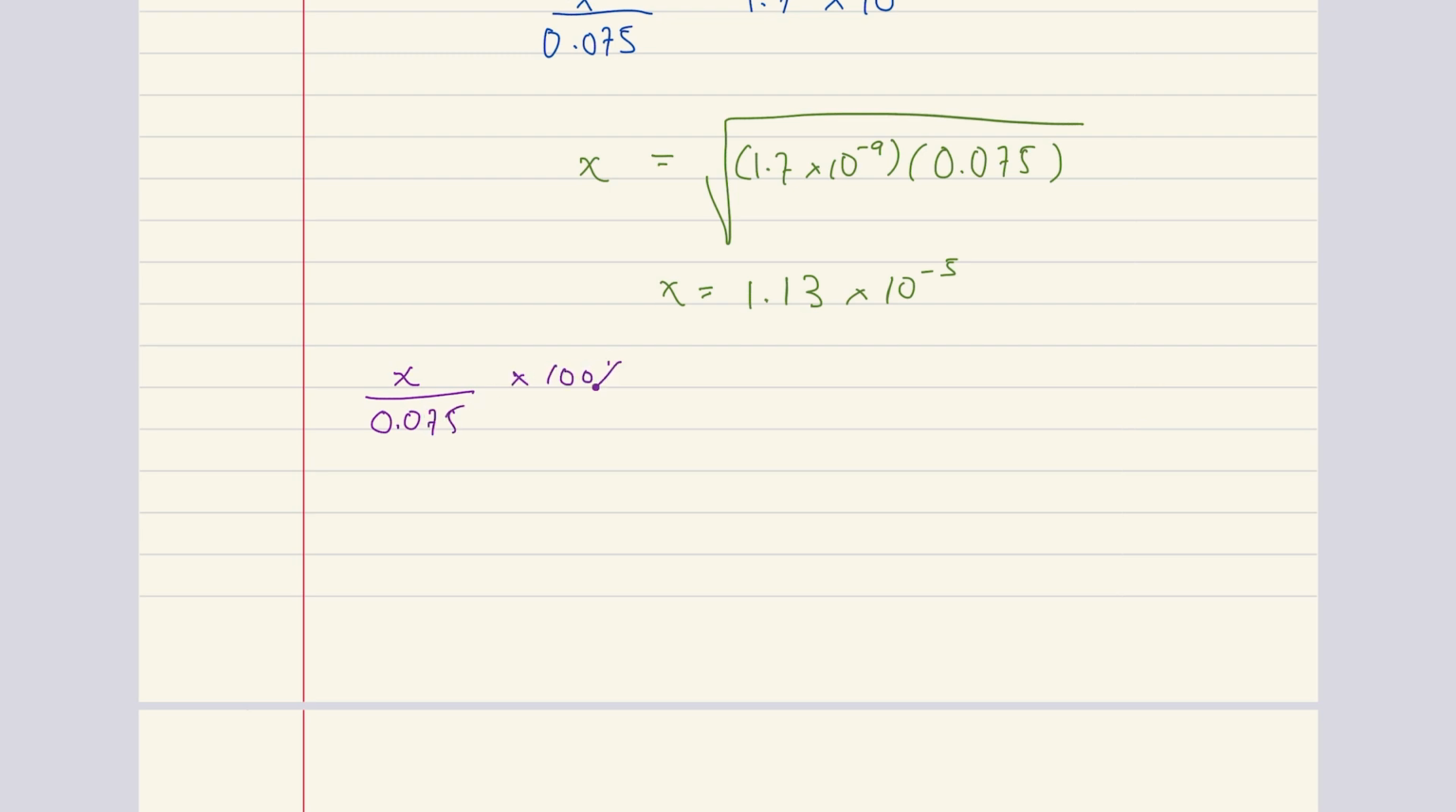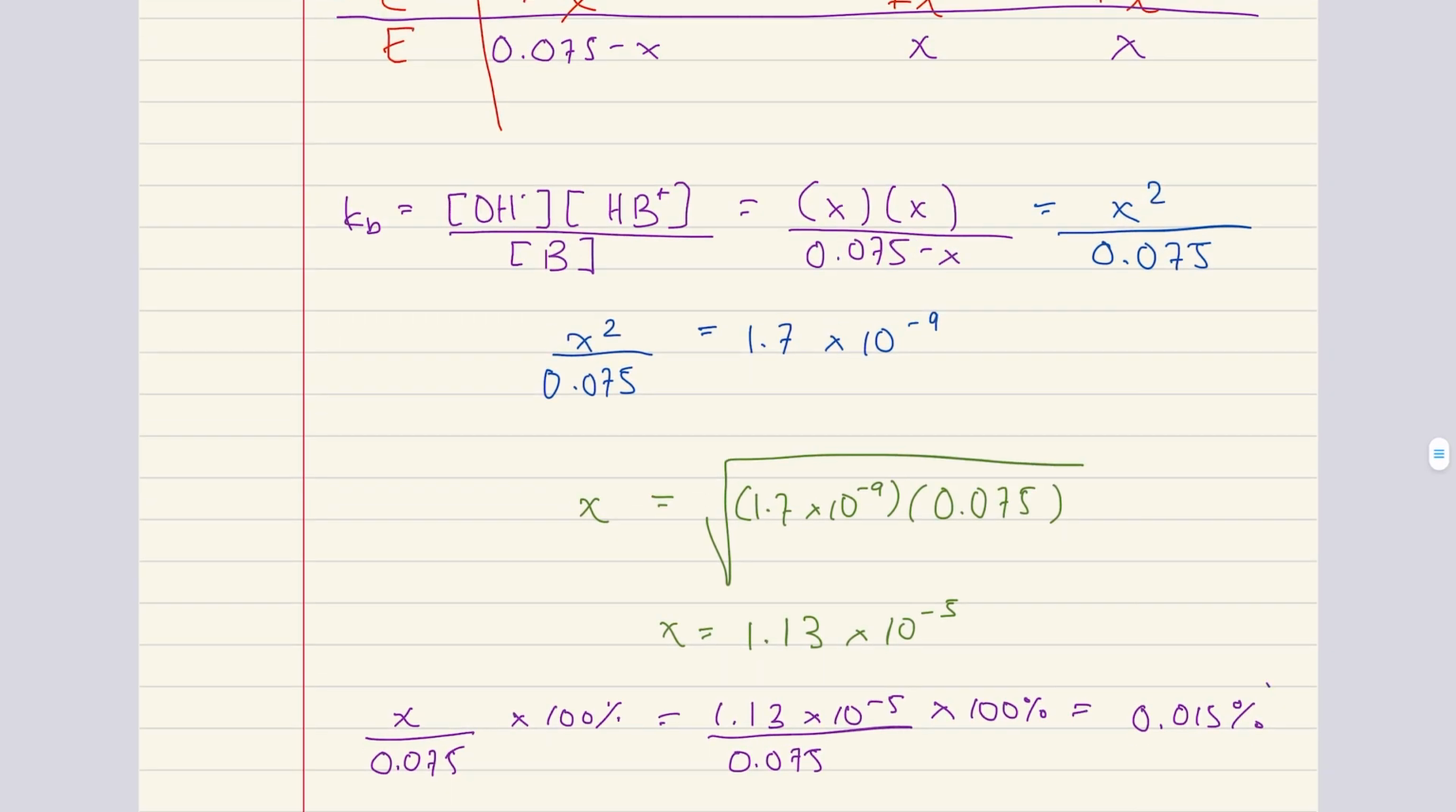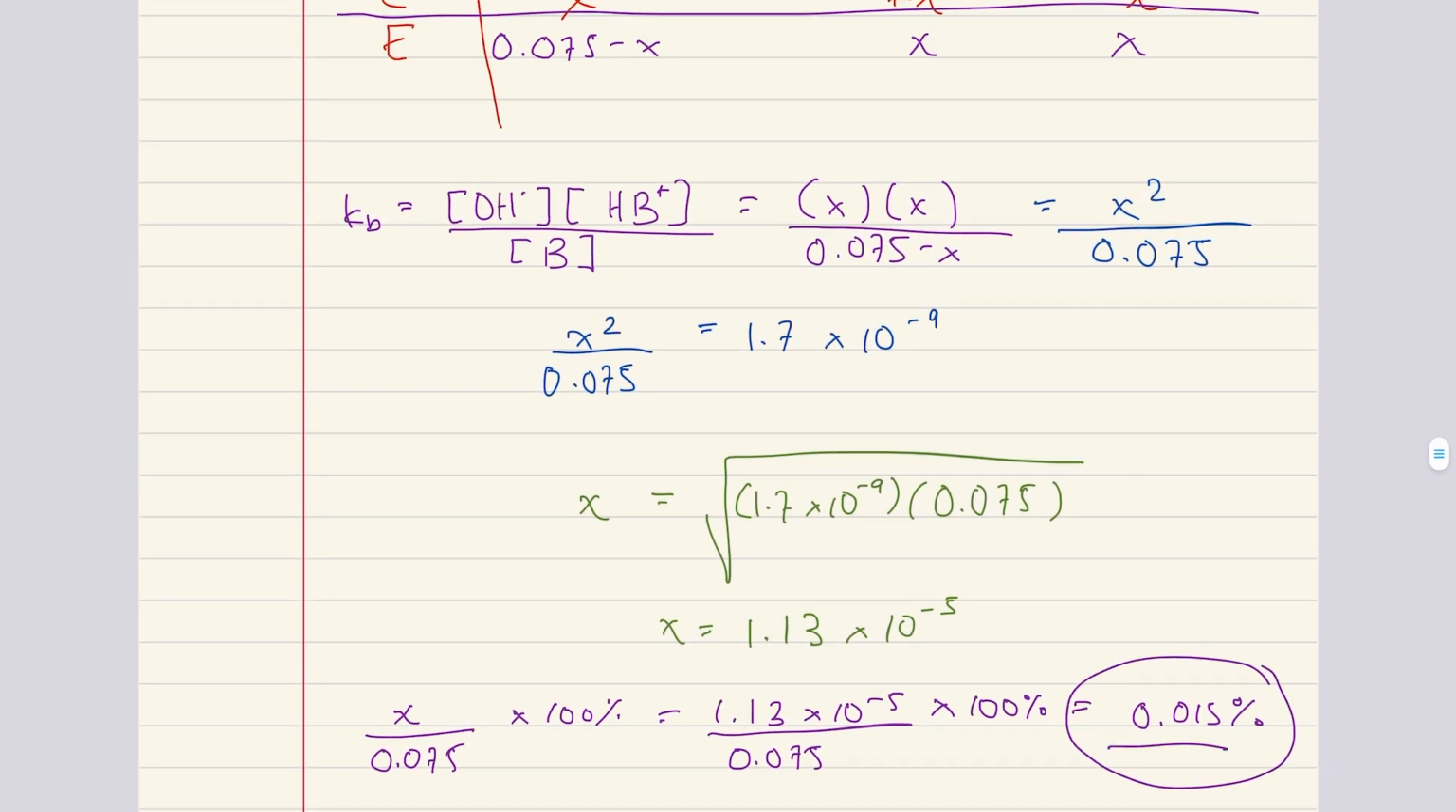So this is going to be 1.13 times 10 to the minus 5 divided by 0.075 multiplied by 100%. This is going to give us 0.015%. This is much smaller than 5%, so the approximation was appropriate. Now, this is our value for our hydroxide ion concentration.